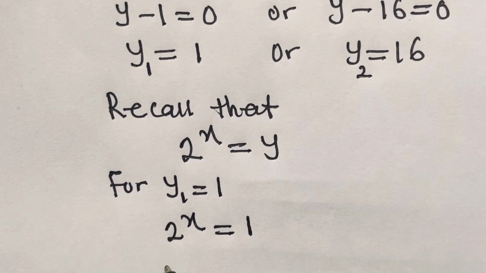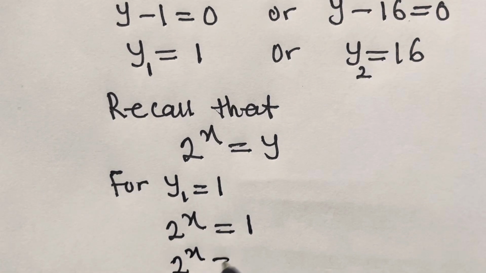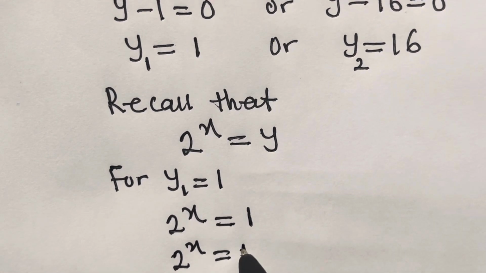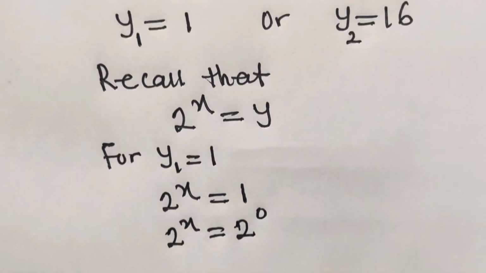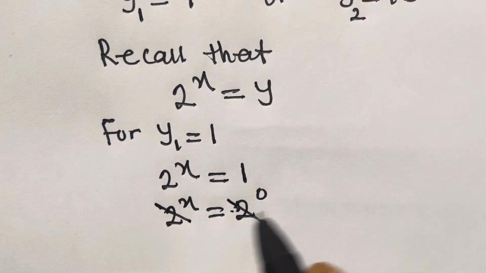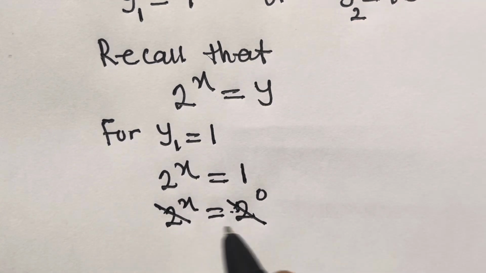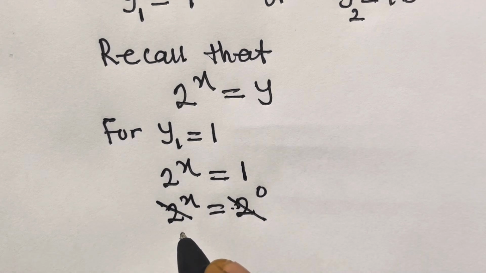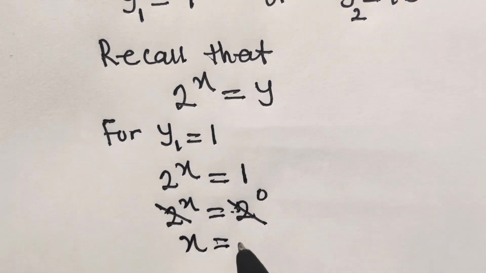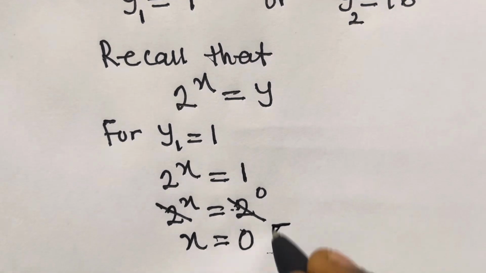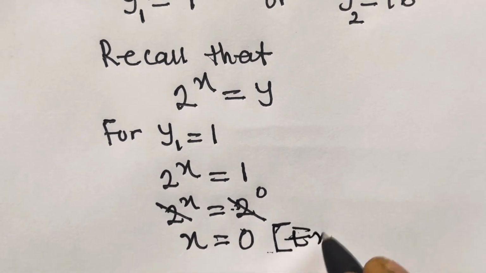And we will have 2 raised to the power x equals, what can we do for this side to give us 1? That's 2 raised to the power 0. In indices, there's something we call, we neglect the base equal the power, because the bases are equal, so their powers are also equal. So we have x equals 0. We see that if x is equal to 0, that means that this root is extraneous.